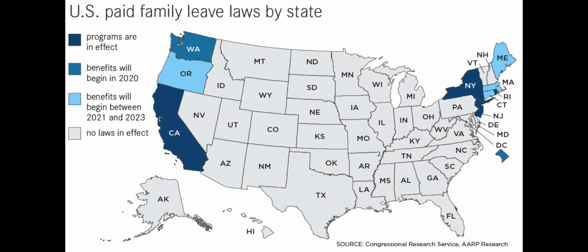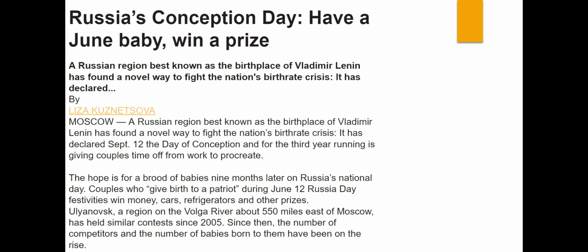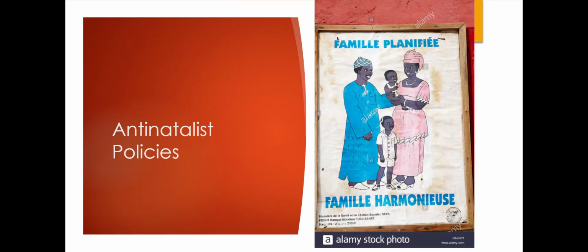Then a few other states starting soon. All right, and here's just a wackadoodle example of a pro-natal birth policy from Russia. Essentially, they have a holiday where everybody gets a day off, and then roughly about 9 weeks later, they have something called Patriot Day, I think it's called, where if you have a child on that day, you can win free prizes like refrigerators and stuff. So that is one of the zanier pro-natalist birth policies that I can remember finding.